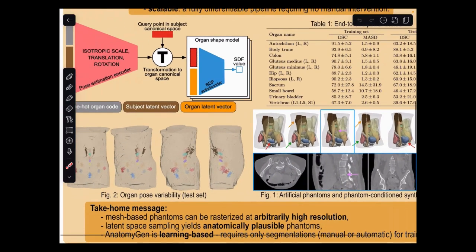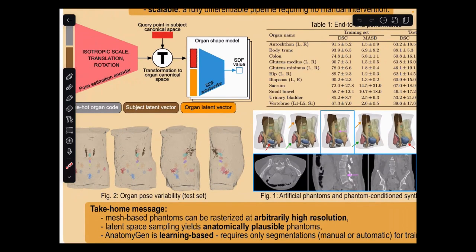So to better inspect the organ pose variability, we plotted the centroid of each organ with a dot. And here is the diagram showing the organ pose variability on the test set. And we see basically that the pose encoder does not always predict the same pose, but it captures the variability.